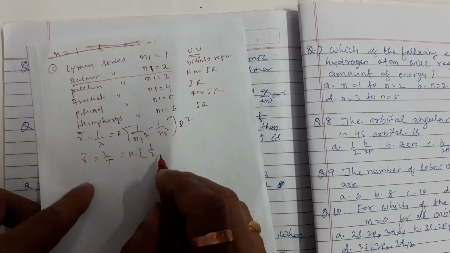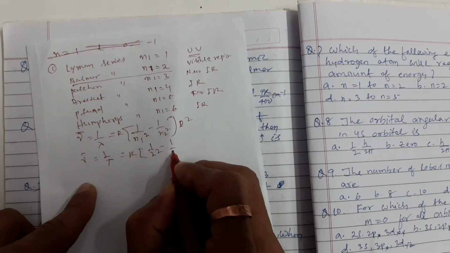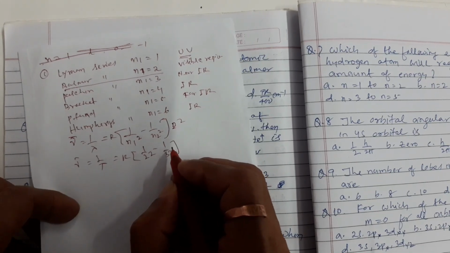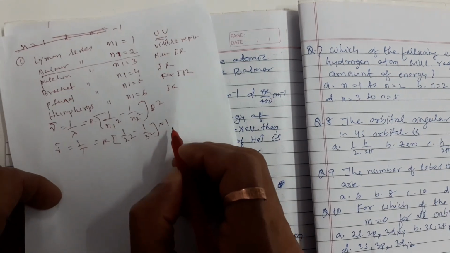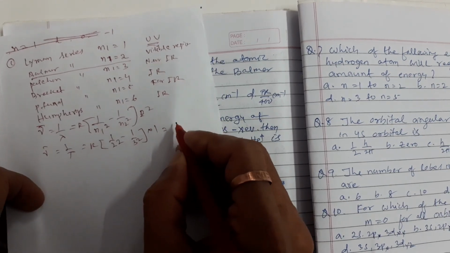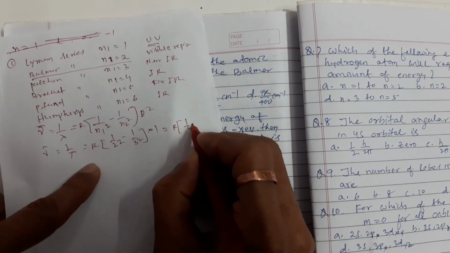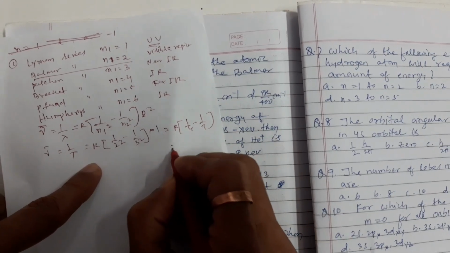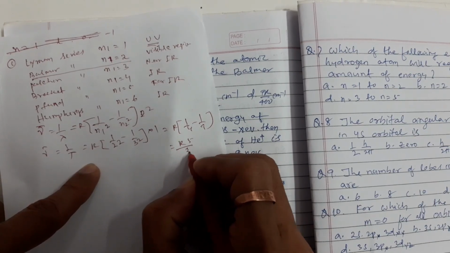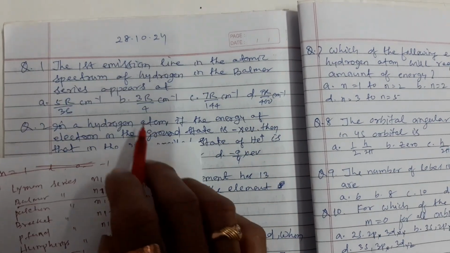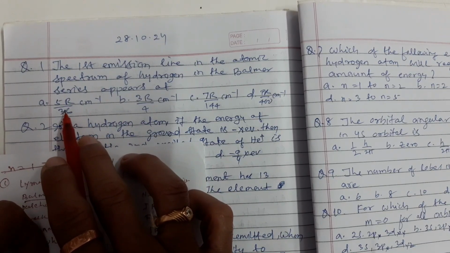For the Balmer series n1 is equal to 2, and n2 is 3, so it is 1 by 2 square minus 1 by 3 square. Since you are taking hydrogen, Z is 1, so you will get R times 1 by 4 minus 1 by 9, that is 5R by 36 cm inverse. So choice A is the correct answer.